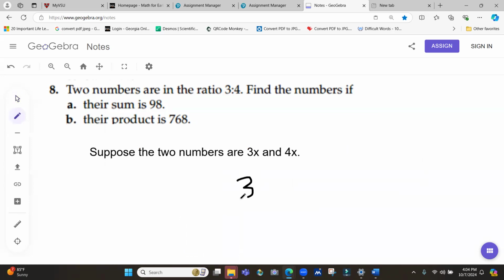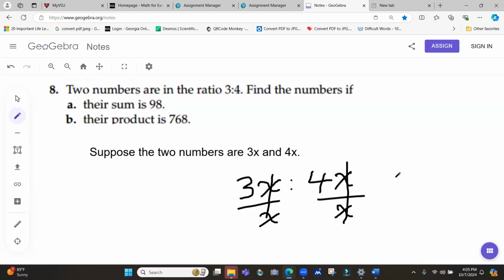Because when you have a ratio of 3x to 4x, you can divide both sides by x. This is your one side, this is your other side, divided by x. You can divide both sides by the same number, and you will be left with 3 to 4. So it makes a lot of sense. Call the numbers 3x and 4x. You could have called it 3y and 4y. You could have called it 3a and 4a, but I would recommend that you don't call it x and y. That's not going to help you.